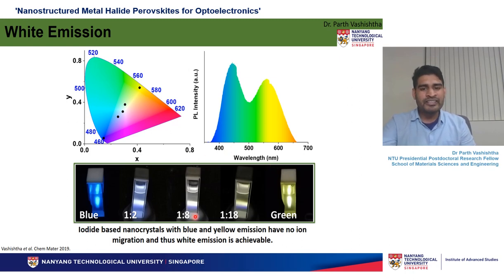So if you can make a material emitting white light, it's great. That's all you need. You need a white light emitting material for the commercial TV screen and for display technology. And we showed that in our work. As they both are iodine-based materials, there is no halide segregation, and then white emission can be achieved. And this white light is stable over months.